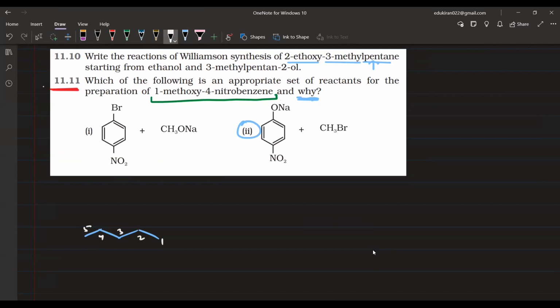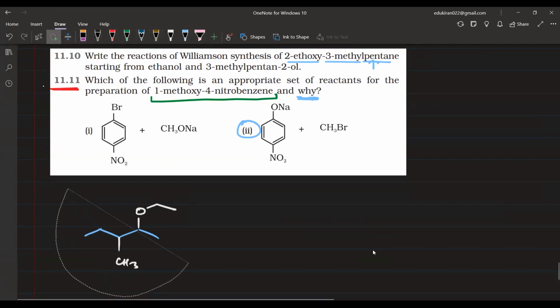So we are having 3-methyl, so here we have a CH3 group. And in the second position, we have 2-ethoxy. We have O, and then we have 1 carbon, and then another carbon here. Correct? Now, they're asking you to make this molecule using Williamson ether synthesis. First of all, let me get all of these molecules in one color.